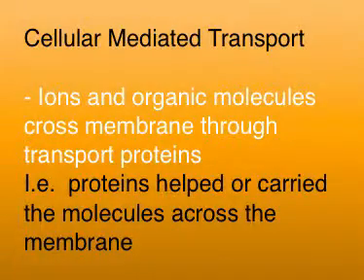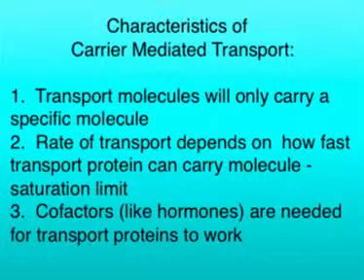Some ions and organic molecules are able to pass across the plasma membrane through transport proteins. When this happens, it is called carrier-mediated transport because a protein helped or carried the molecule across. Carrier-mediated transport has very specific characteristics. First, the transport proteins are very specific. Each transport protein accepts one type of molecule to be carried across.